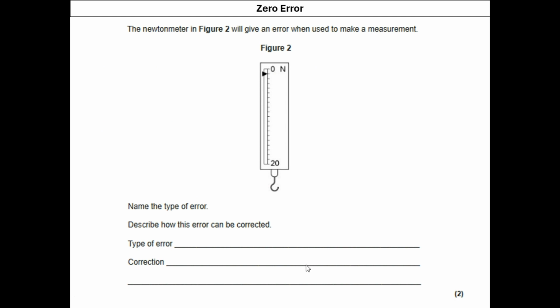And one final zero error question to show you, again, it's not even just digital things. The Newton meter in figure 2 will give an error when used to make a measurement. Name the error. Well, there's nothing on the Newton meter and it doesn't read 0. So there is a problem with its zero. It is a zero error. Correction. Again, there's 2 possible answers, but I would only give them 1. They've only asked me for 1. So I could reset the Newton meter.